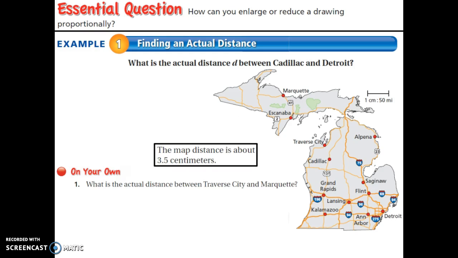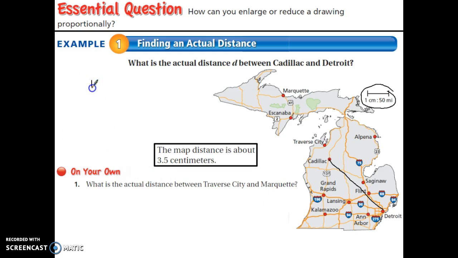What is the actual distance D between Cadillac and Detroit? Now, normally you would measure that with a centimeter ruler, but I went ahead and tell you that the map distance is about 3.5 centimeters. So from Cadillac in our map to Detroit is about 3.5 centimeters. Right here, this is our scale factor. 1 centimeter represents 50 miles in real life.